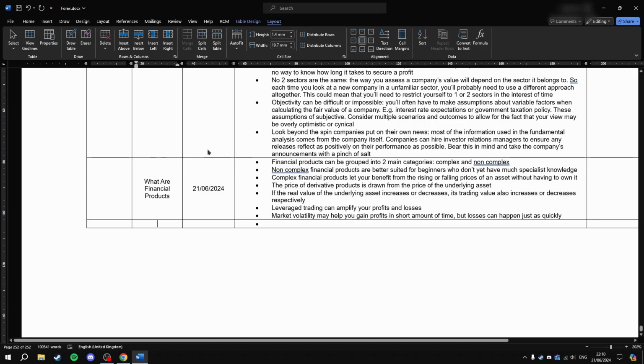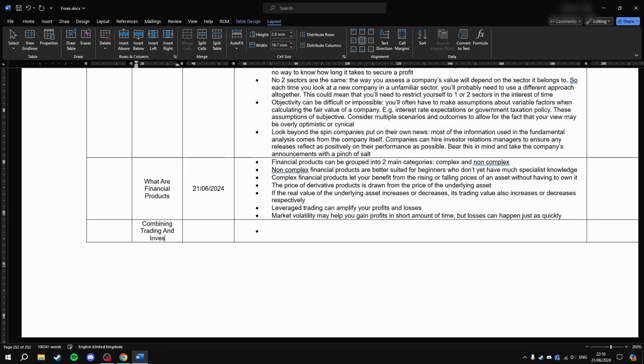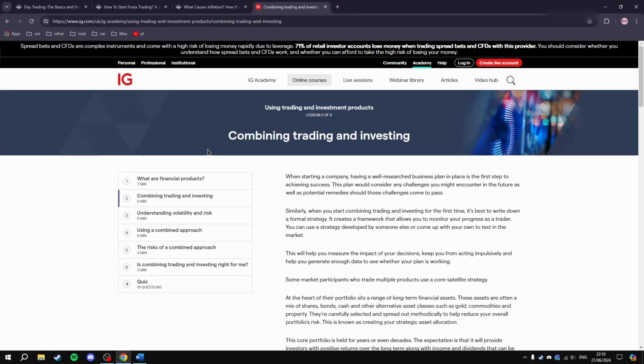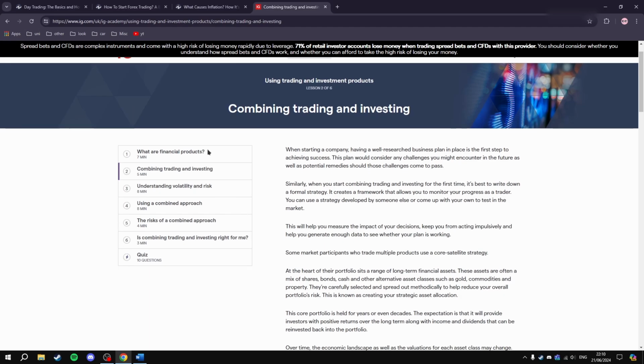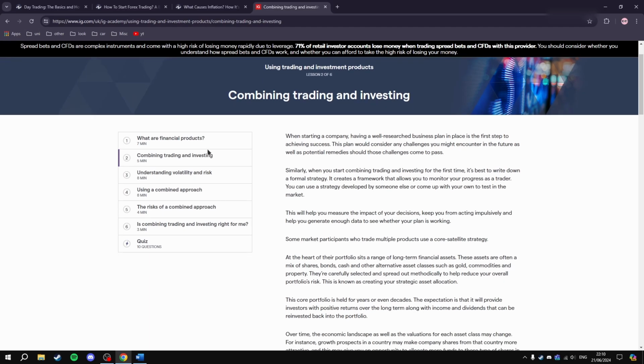Combining trading and investing. When starting a company, having a well-researched business plan in place is the first step to achieving success. This plan will consider any challenges you might encounter in the future as well as potential remedies should those challenges come to pass. Similarly, when you start combining trading and investing for the first time, it's best to write down a formal strategy.